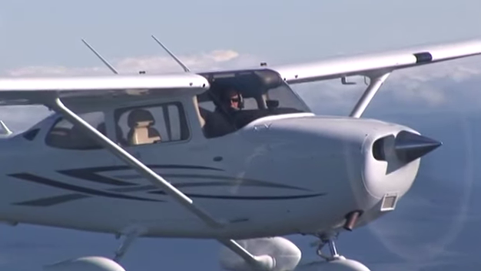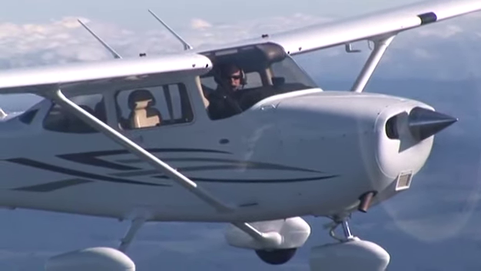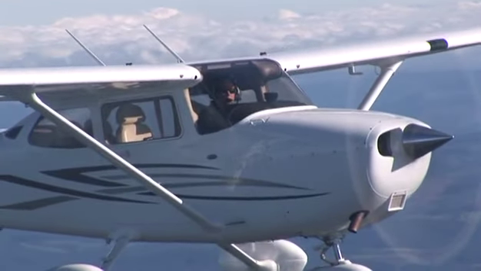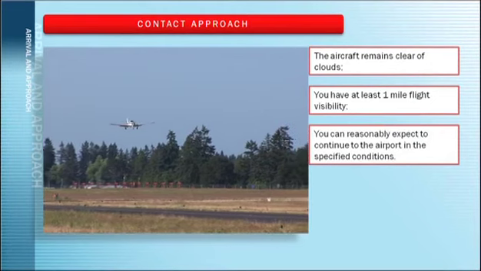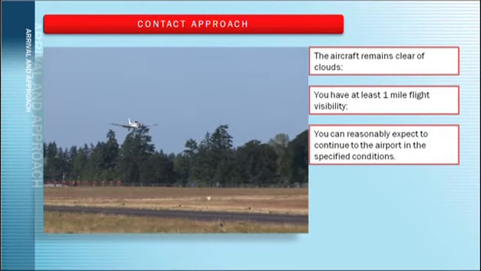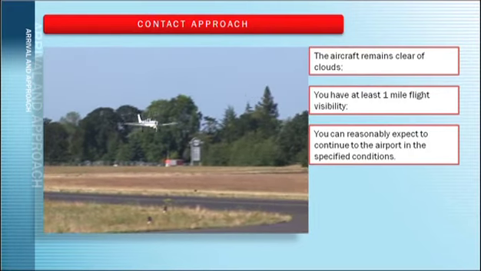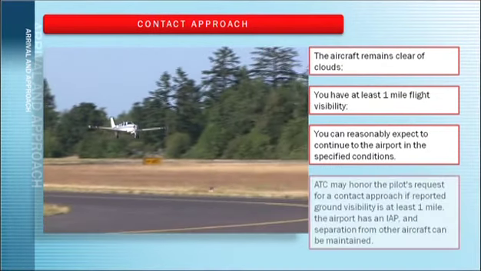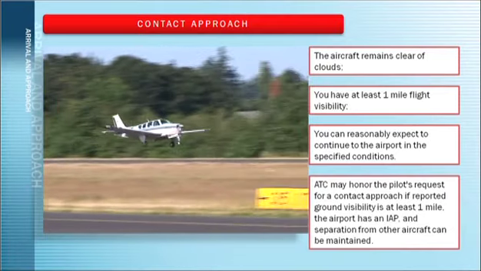So, to get a contact approach, the pilot must remain clear of clouds and have at least 1 mile visibility from the cockpit, and must also believe the aircraft can continue to be flown to the runway under at least these conditions and remain clear of clouds. Only the pilot can make these determinations from the cockpit. Controllers cannot make these decisions for you.